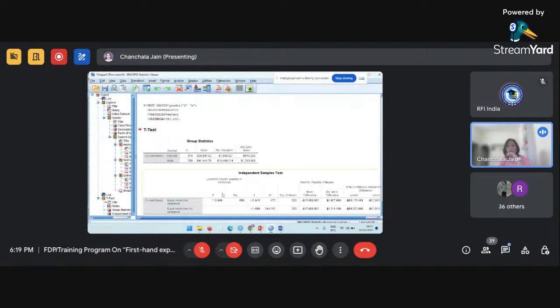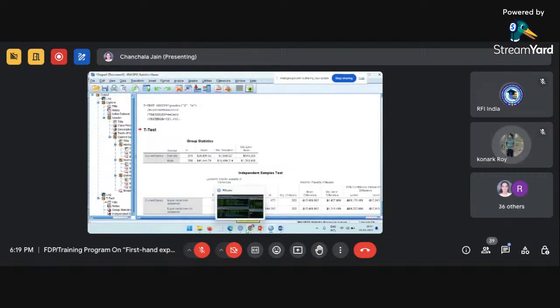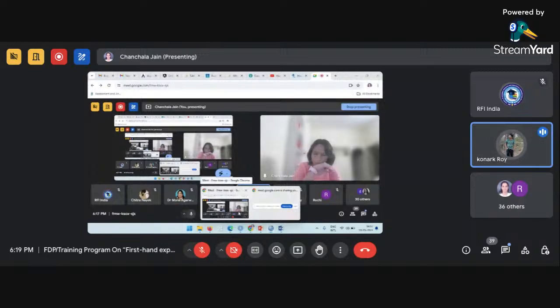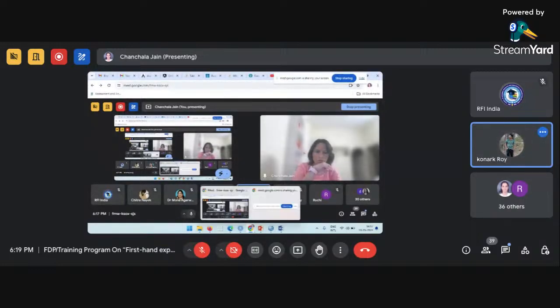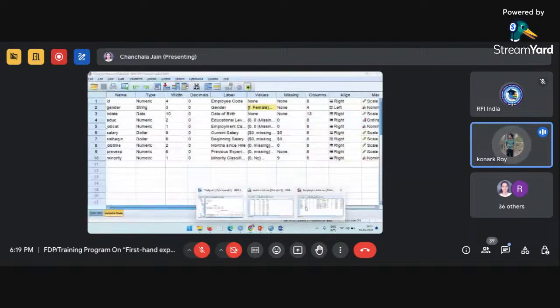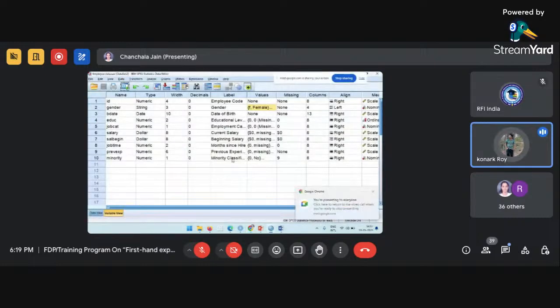Once you click on OK... Ma'am, one thing I'd like to know: what is string in the variable view? Just show. Just a sec, ma'am. That is string. Yeah, this type is string. Gender, I think, is the string.